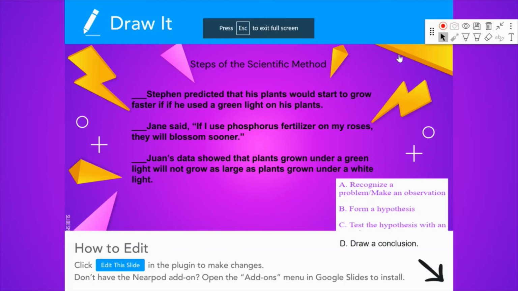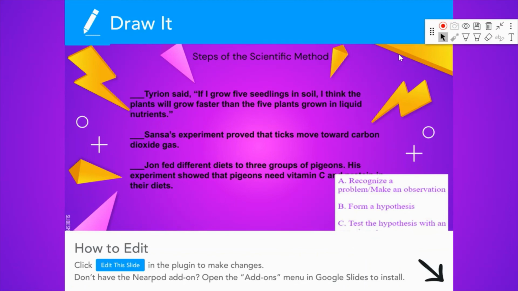Juan's data showed that plants grown under a green light will not grow as large as plants grown under a white light. Tyrion said, if I grow 5 seedlings in soil, I think the plants will grow faster than the 5 seedlings grown in liquid nutrients. Sansa's experiment proved that ticks move towards carbon dioxide gas. John fed different diets to 3 groups of pigeons. His experiment showed that pigeons need vitamin C in their diets.